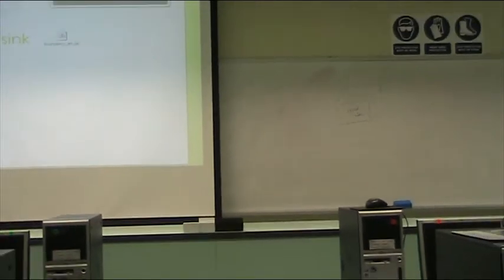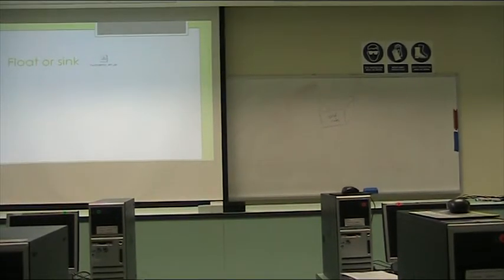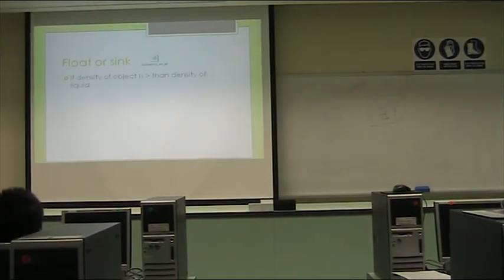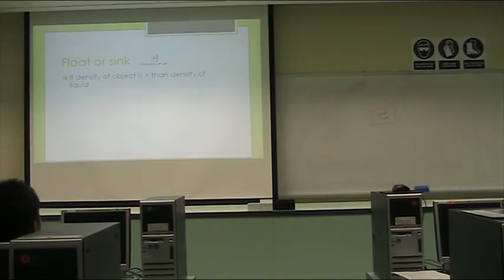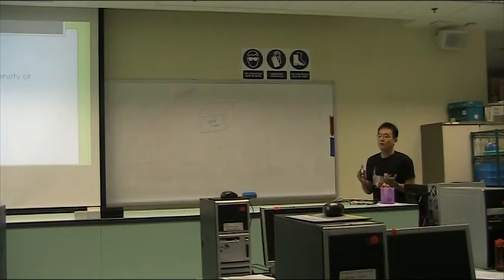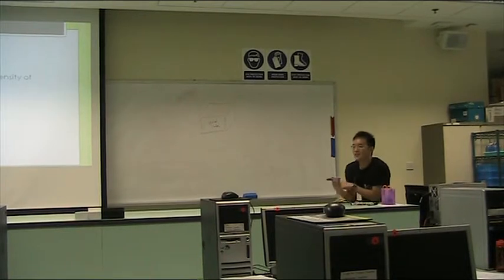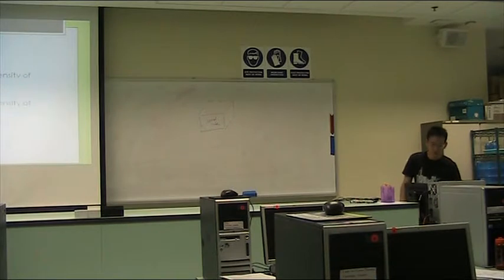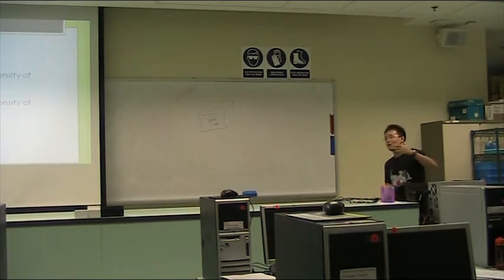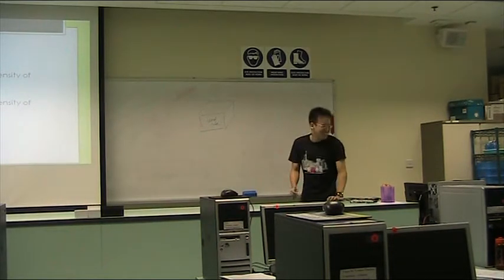Now we all know how to find the volume and the density of a substance. Let us move on to the next part, the floating or sinking of objects. I believe this one should be quite familiar for you. If the density of the object is greater than the density of the liquid it is in, what will happen to the object? Kenneth? It will sink. Okay, good. Then if the density of the object is lesser than the density of the liquid it is in, what will happen? It will float. Okay, good.